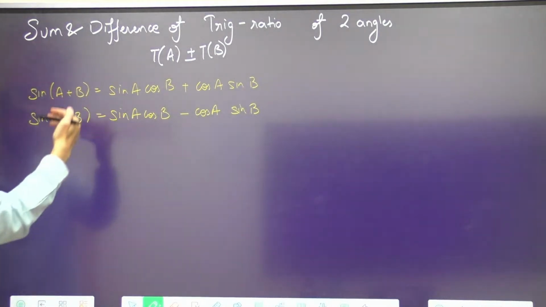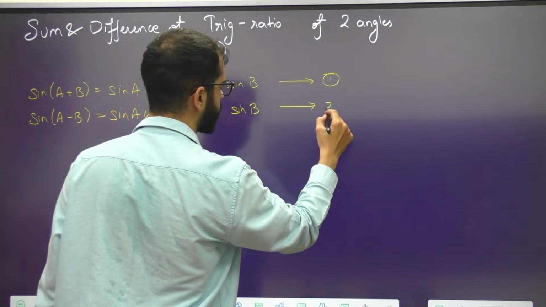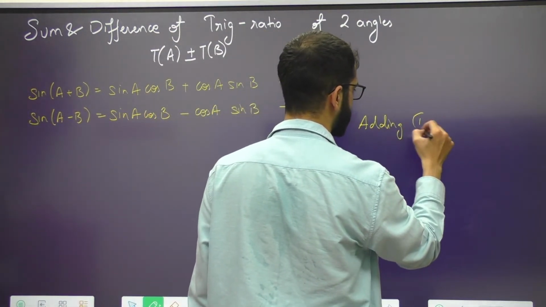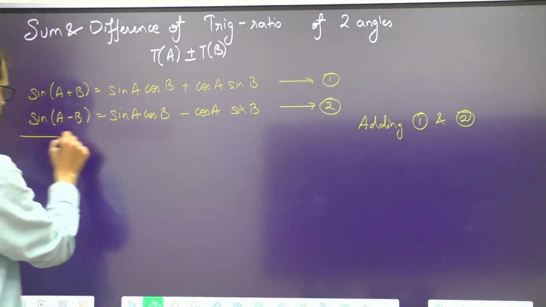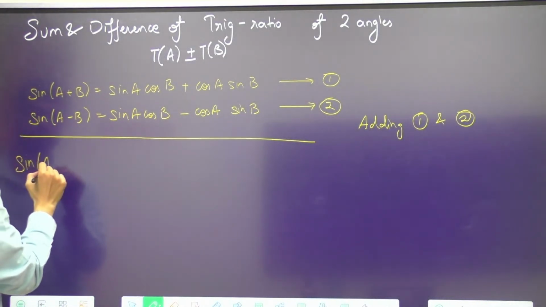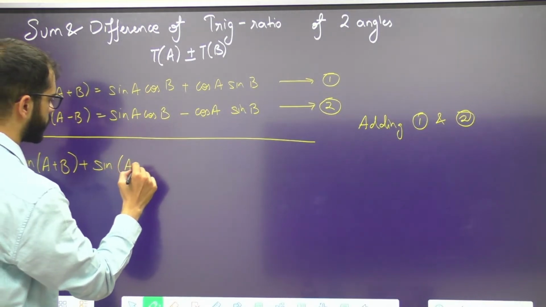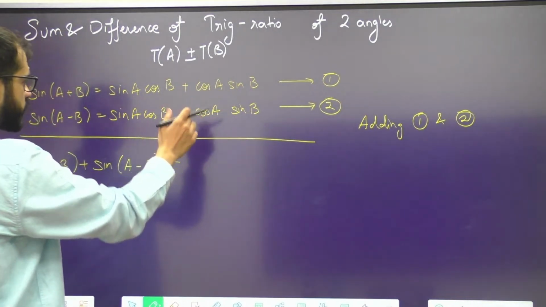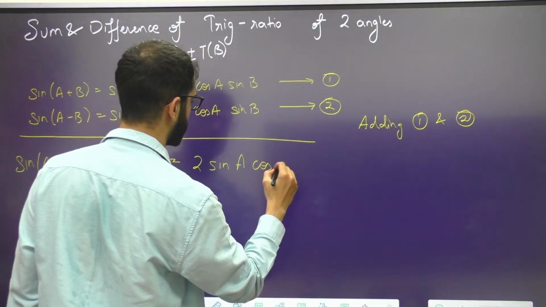Now let's quickly add these two equations. This is equation number 1, and this is my second equation. Add the first and second equations. On the LHS, I'll get sine of A plus B plus sine of A minus B. On the RHS, these terms will cancel each other and I am going to get 2 sin A cos B.